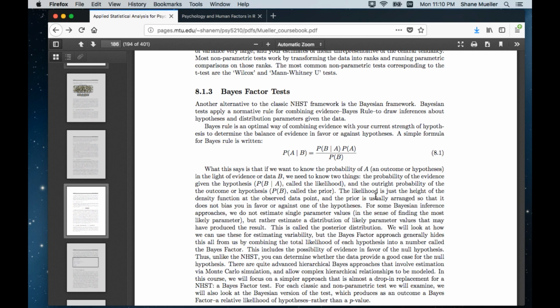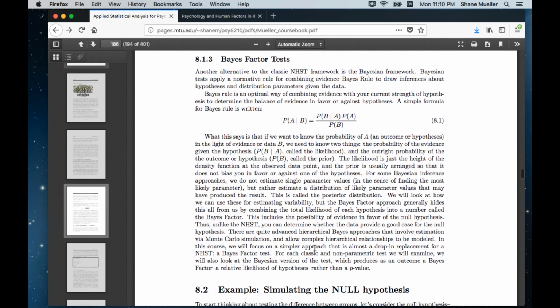And so unlike the null hypothesis test, where you can just sort of ask, well, what's the likelihood of the false alarm? What's the chance that this came from my null hypothesis? This actually can provide you strong evidence for the null hypothesis, not just against it. And so the Bayes factor test is not non-parametric. It relaxes a different sort of assumption, and it uses a different way of calculating what's going on.